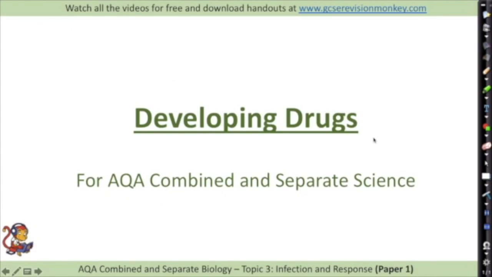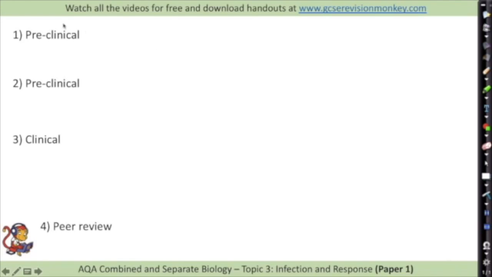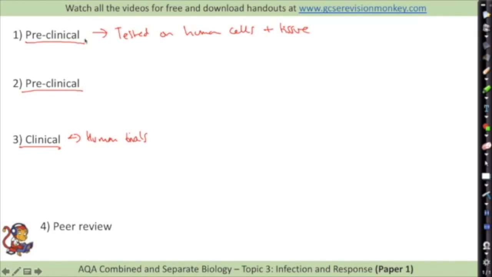So the pharmaceutical companies now have developed hundreds of thousands of different drugs that are prescribed by doctors, but they all have to go through a very rigorous process to develop the drug. This involves preclinical testing, which is before human trials, and clinical testing, which is the stage where you're using human trials. In the preclinical testing, first of all, the drugs are tested on human cells and tissues.